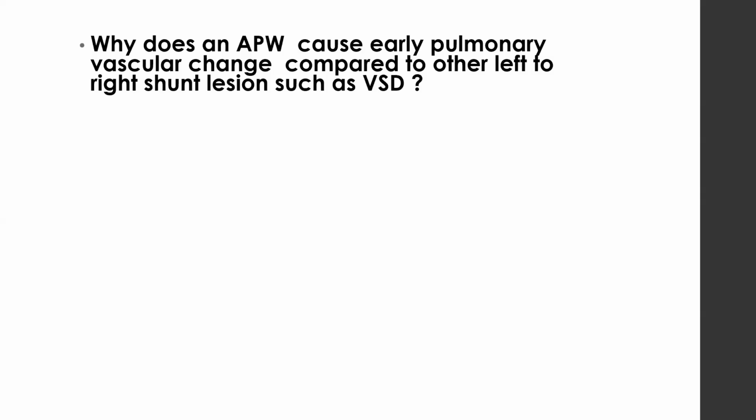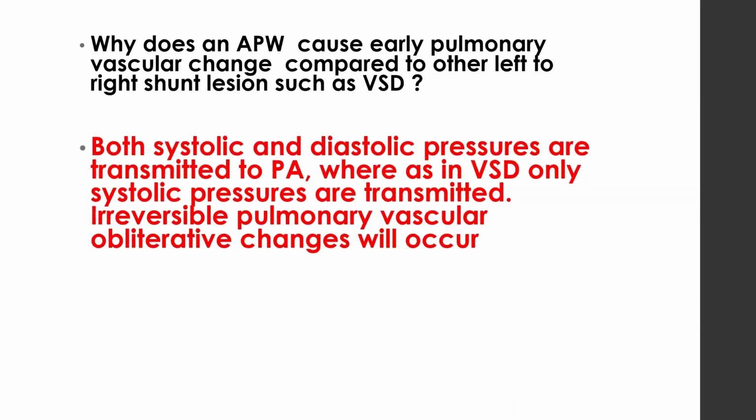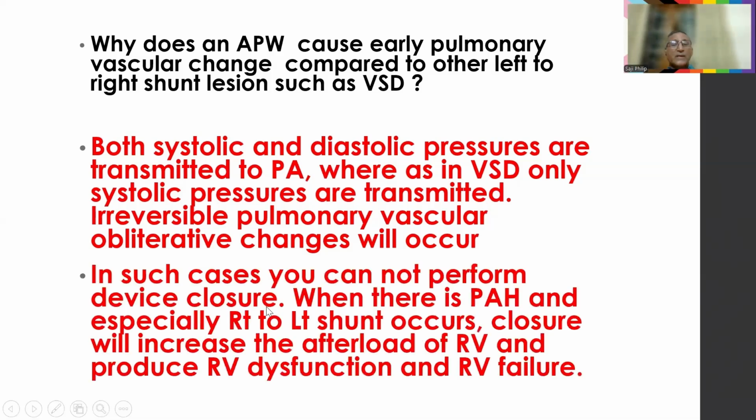Why does an APW cause early pulmonary vascular change compared to other left to right shunt lesions, such as VSD? Because both systolic and diastolic pressures are transmitted to the PA, whereas in VSD, only systolic pressures are transmitted. Irreversible pulmonary vascular obliterative change will occur. In such cases, you cannot perform device closure. When there is PH, especially once right to left shunt has started, closure will increase the afterload of the RV and produce RV dysfunction, RV failure, and pericardial effusion, etc.